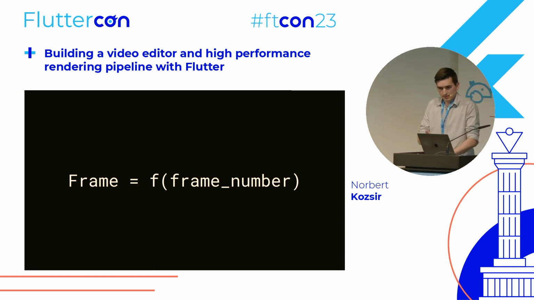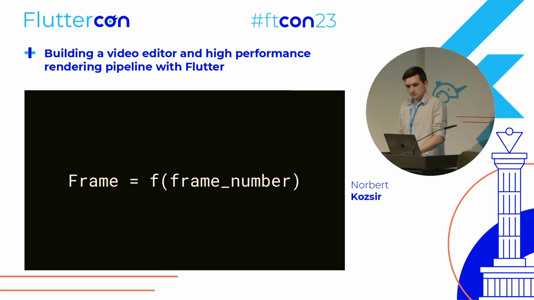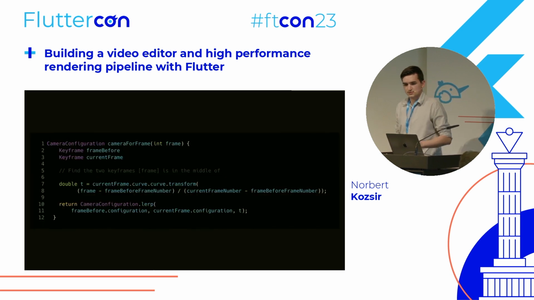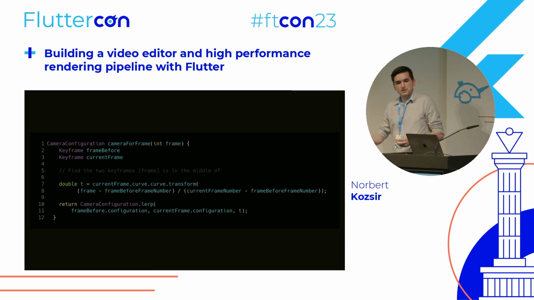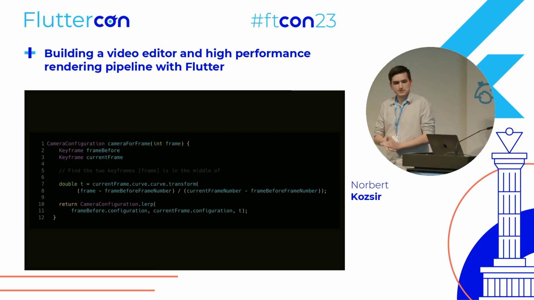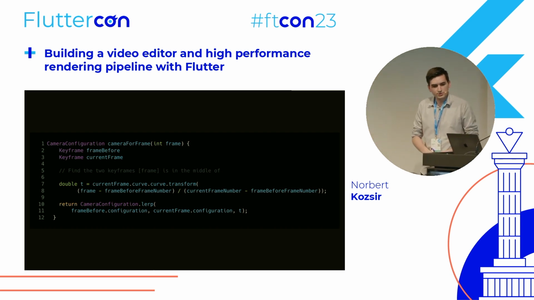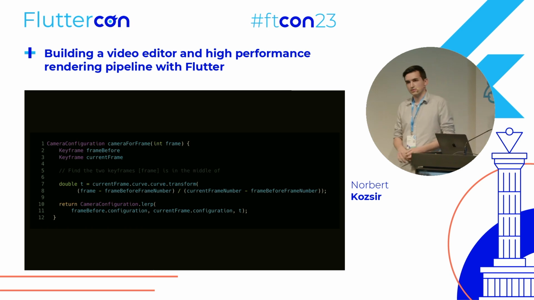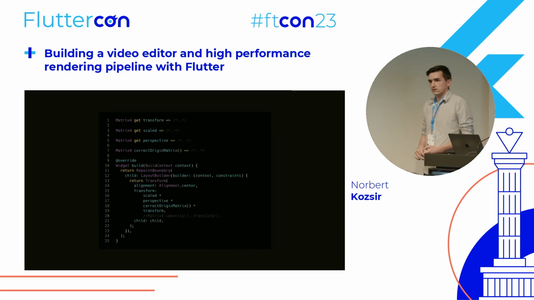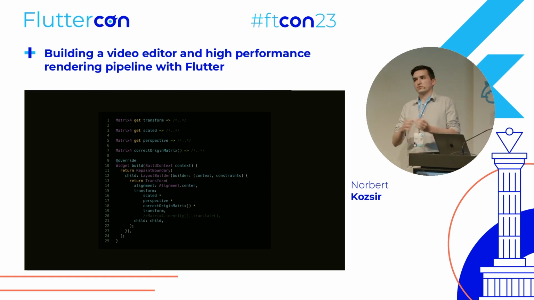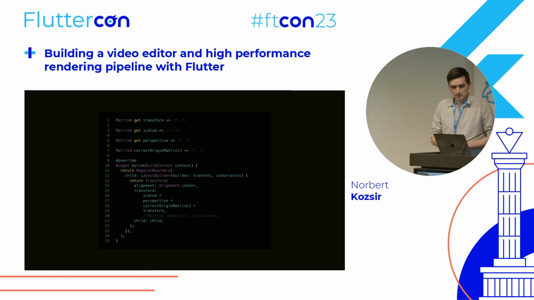As a couple of examples, you have seen before these zoom and camera effects. All this is basically getting the frame number, then finding the 2 keyframes it's in between, and then interpolating between 2 camera configurations, and then using these to pass them to some nice matrices and putting them into just a transform widget to transform everything that is in the video area.